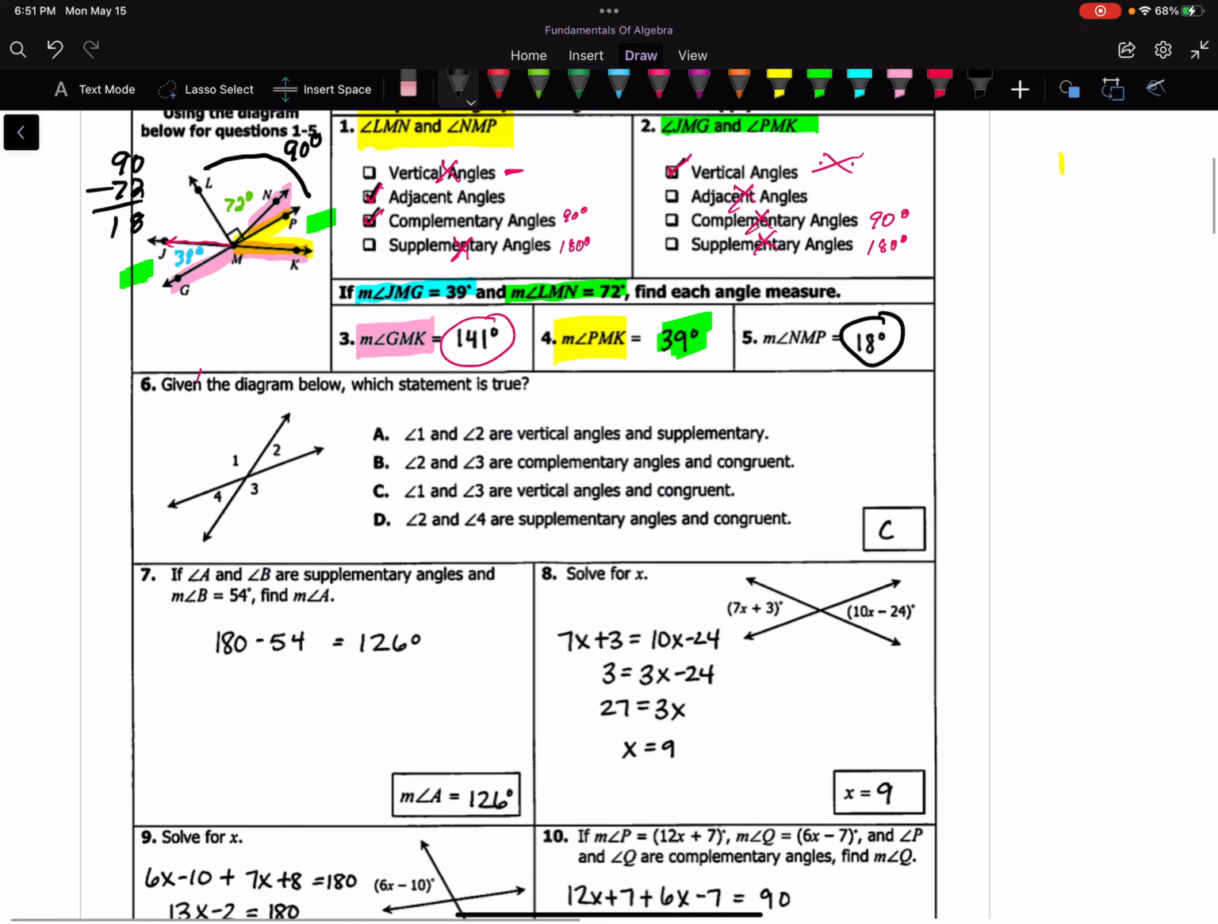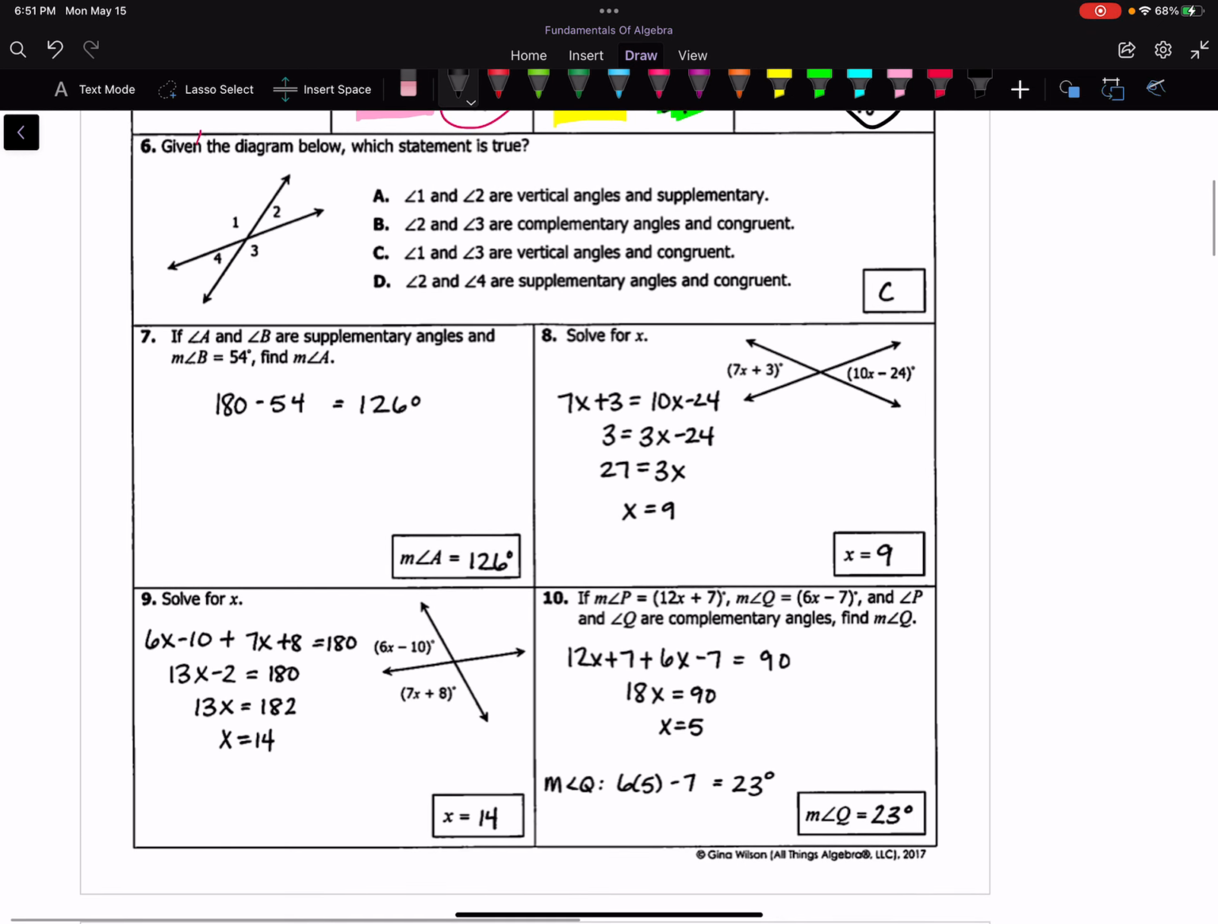Given the diagram below, which statement is true? Let's take a look at each statement. Angles 1 and 2 are vertical angles and supplementary. No, they are not vertical angles, so that's a no. Angles 2 and 3, well, 2 and 3 are these two. They are not complementary, they're supplementary, so we can get rid of that one right away.